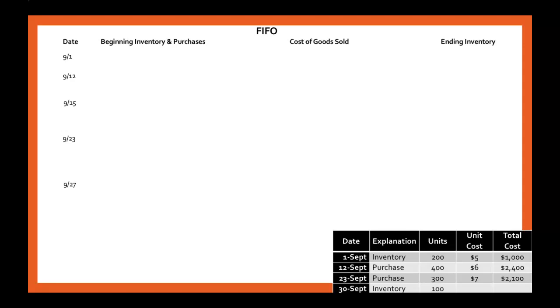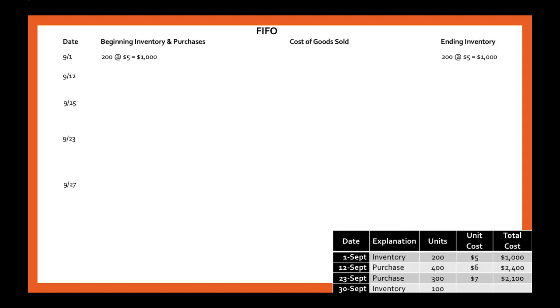So on September 1st, we were told there was a beginning inventory of 200 units at $5 a piece. So we're going to write that under both beginning inventory, and then that was also our ending inventory on that day, right? At the end of the day on the 1st, we had 200 units at $5 a piece. So we write that under both beginning inventory and ending inventory.